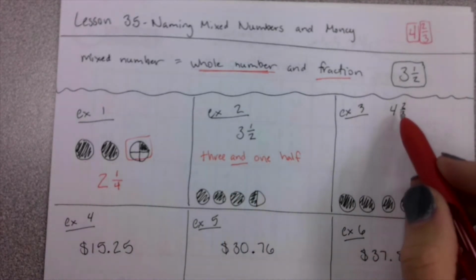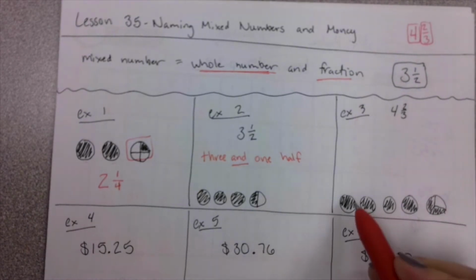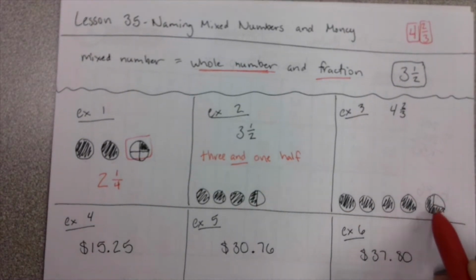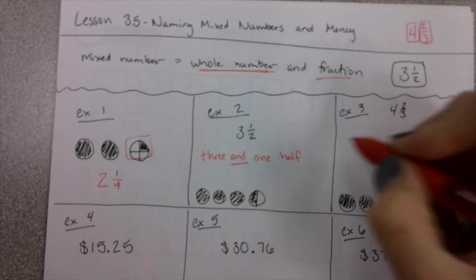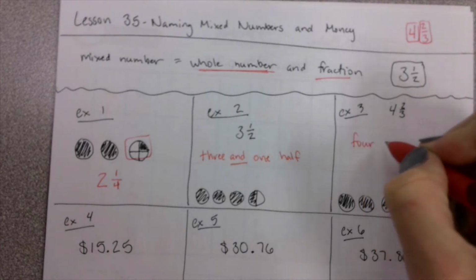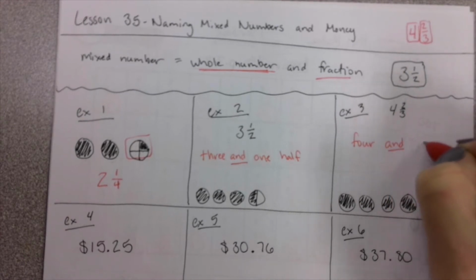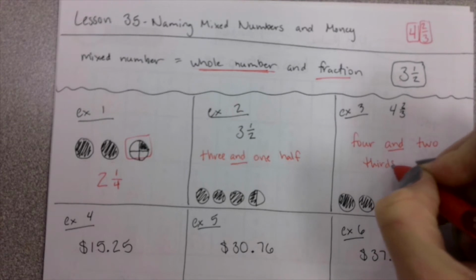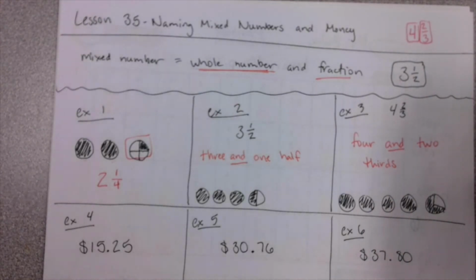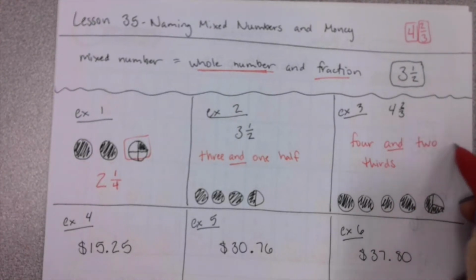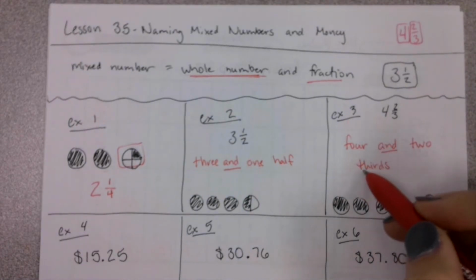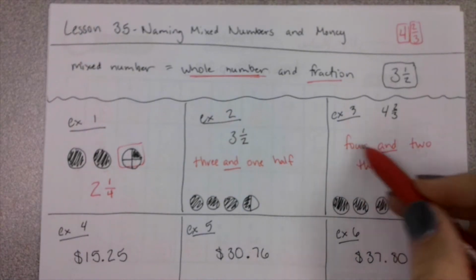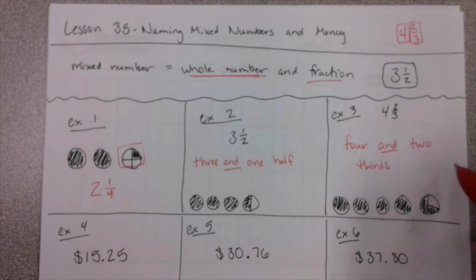Same thing, example 3, we're going to use words to write 4 and 2 thirds, because 2 out of this 3 are shaded. So 4 and 2 thirds. Just like when we're writing, notice I didn't quite have a space here for thirds, so I just looped it down below. If you've got space to write it all on one line, that works as well.